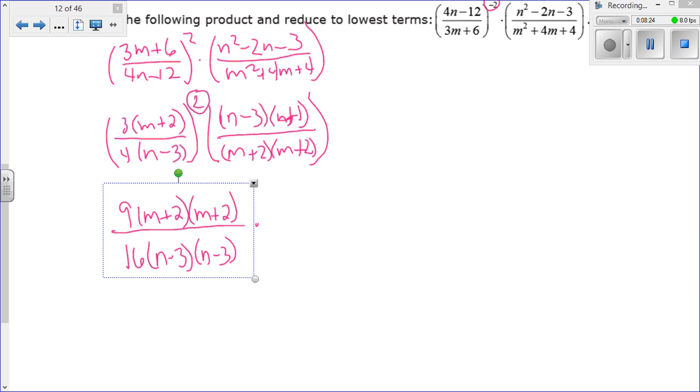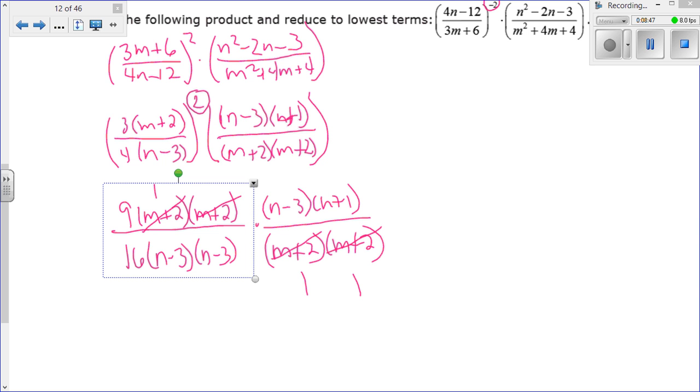And I'm going to multiply that by n minus 3, n plus 1 over m plus 2, m plus 2. So now looking at everything that will cancel out, I have an m plus 2 and an m plus 2, another m plus 2 and an m plus 2, an n minus 3 and one of my n minus 3. 9 and 16 don't have any common factors, so I can't reduce anything there, and n minus 3 and n plus 1 are not the same.